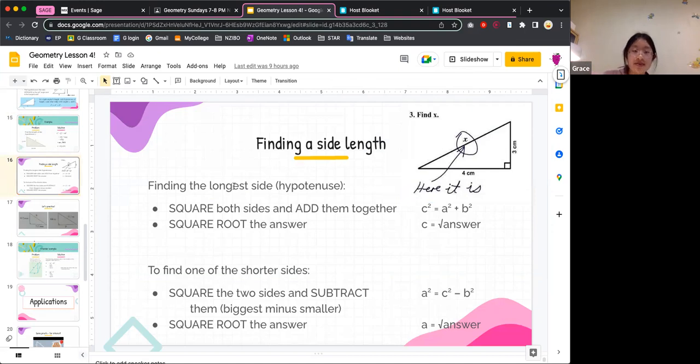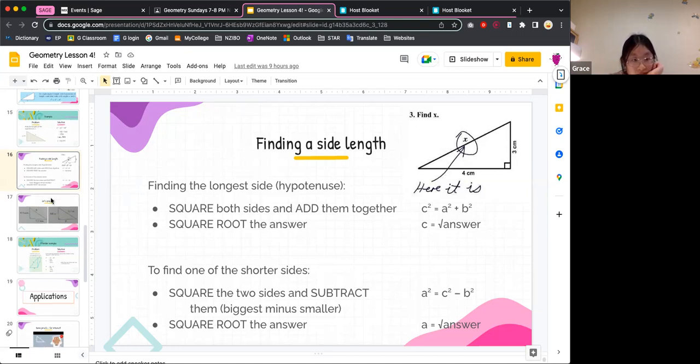But here's a bit of a tip for finding side lengths. We've just looked at how to find the hypotenuse, right? We square both of the other sides, we add them together, and that gives us the hypotenuse squared. And then we square root that to get the hypotenuse. However, if they give you the length of the hypotenuse and another side, then you'll have to do subtraction. And I'll show you an example of that now.